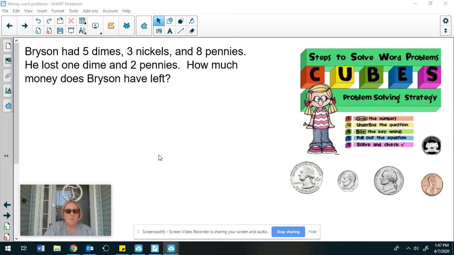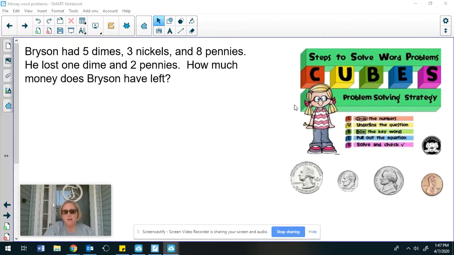It says Bryson had 5 dimes, 3 nickels, and 8 pennies. He lost 1 dime and 2 pennies. How much money does Bryson have left?